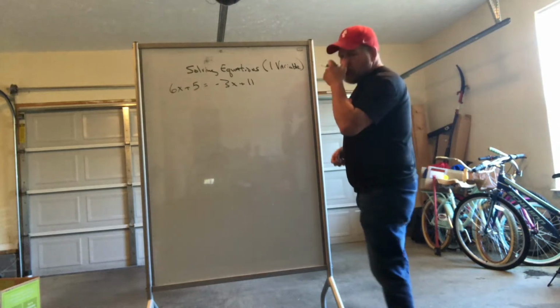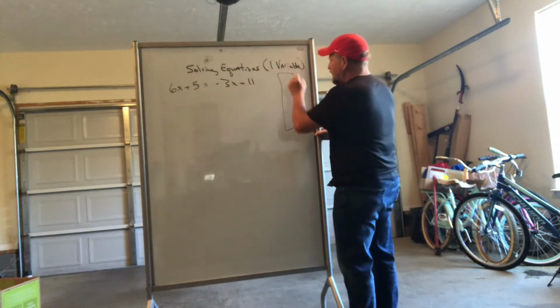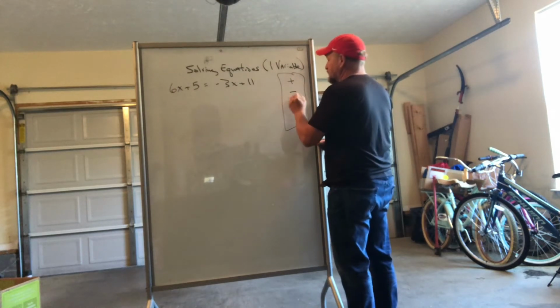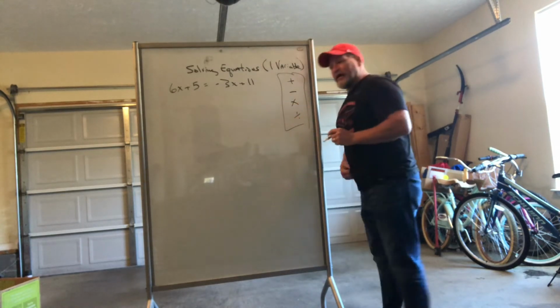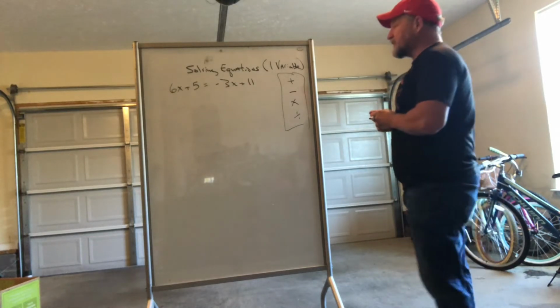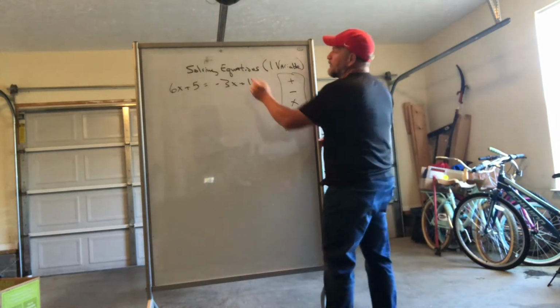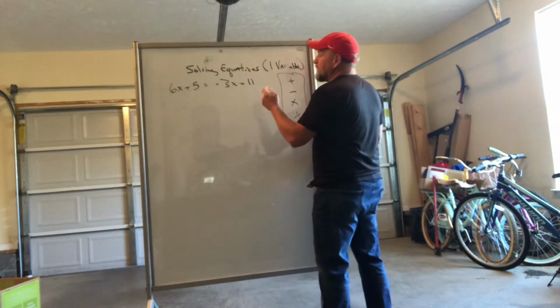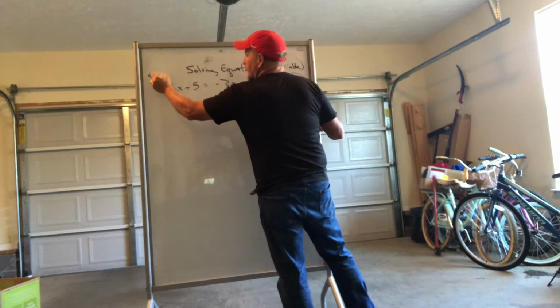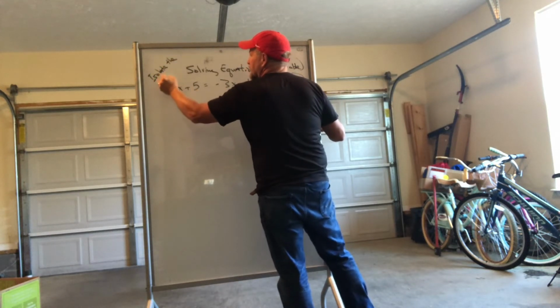Now, quick little reference over here. What do we have to be able to solve this? Well, we have four mathematical operations. We have adding, subtracting, multiplying, and dividing. Those are the four common mathematical operations we use when solving an equation. So, when I say solve an equation for one variable, the idea is I want to isolate the variable. I want to get the variable by itself on one side.